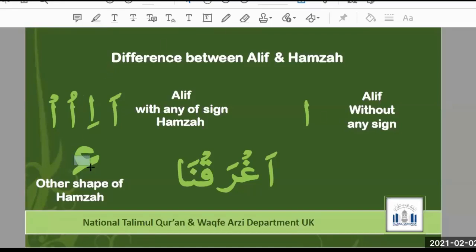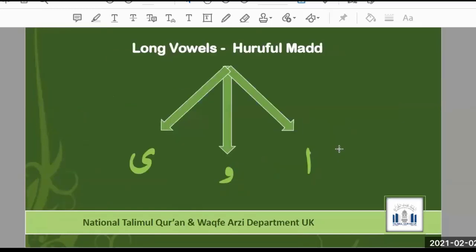And what is this? This is the original Hamza, yeah? Yeah, the original Hamza. How do you read this word? Agharaqna. A little bit longer. Agharaqna. Yeah, because now you are going to introduce this Rufi Mada.